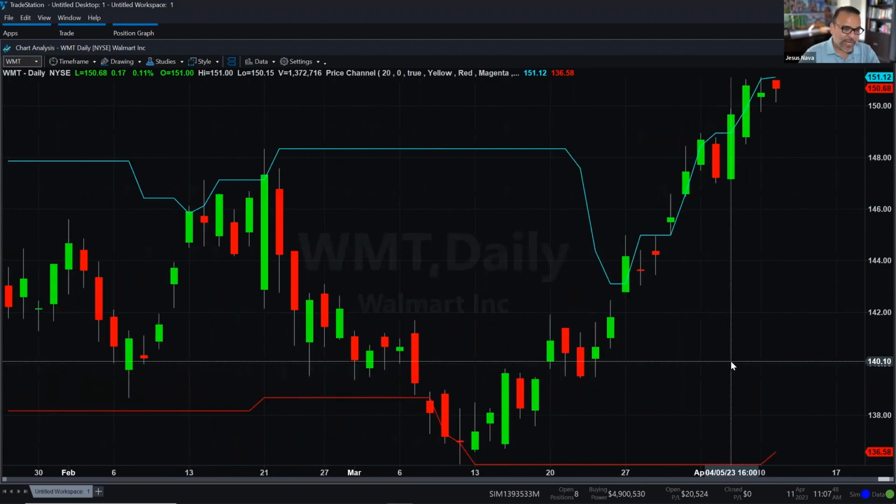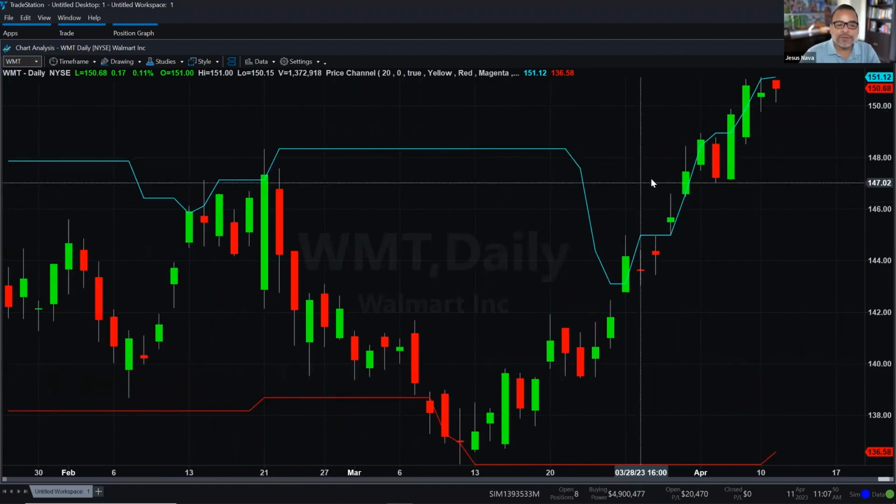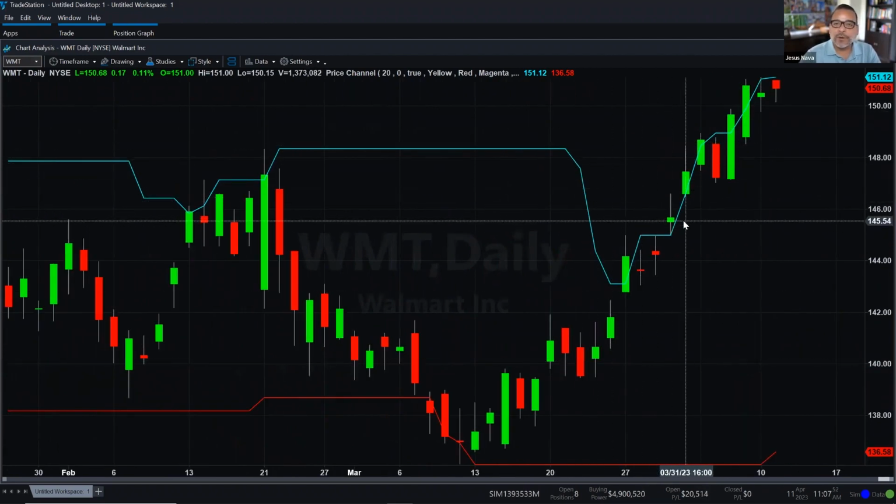$136.58. So the concept here is that if we have a penetration on the upper or lower band, it means that you're reaching significant highs or significant lows based on this 20 bar look back. Of course, what is significant to you may not be significant to others, and that's the reason why we provide a mechanism for you to adjust the look back period. This is 20 trading days, which if you think about it, turns out to be 4 weeks of trading.